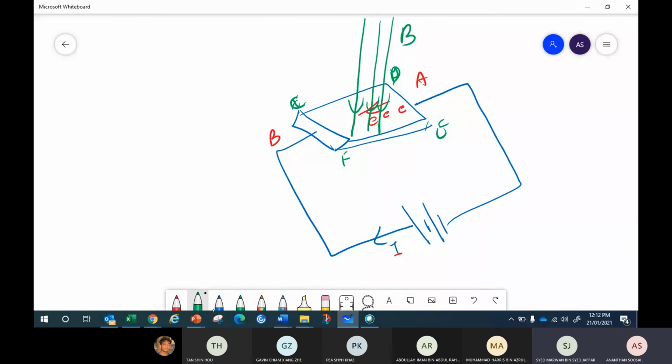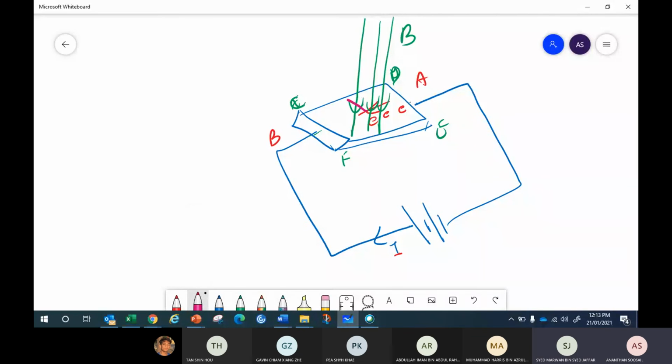Where will the electron deflect? The electron is going from A to B, and the magnetic field is vertically from up to down. The electron will experience a magnetic force. In which direction will the magnetic force push the electron, to the CD side or EF? FBI: B is downwards. I is from B to A, because the electron is A to B, so the current is B to A. Where's your force?